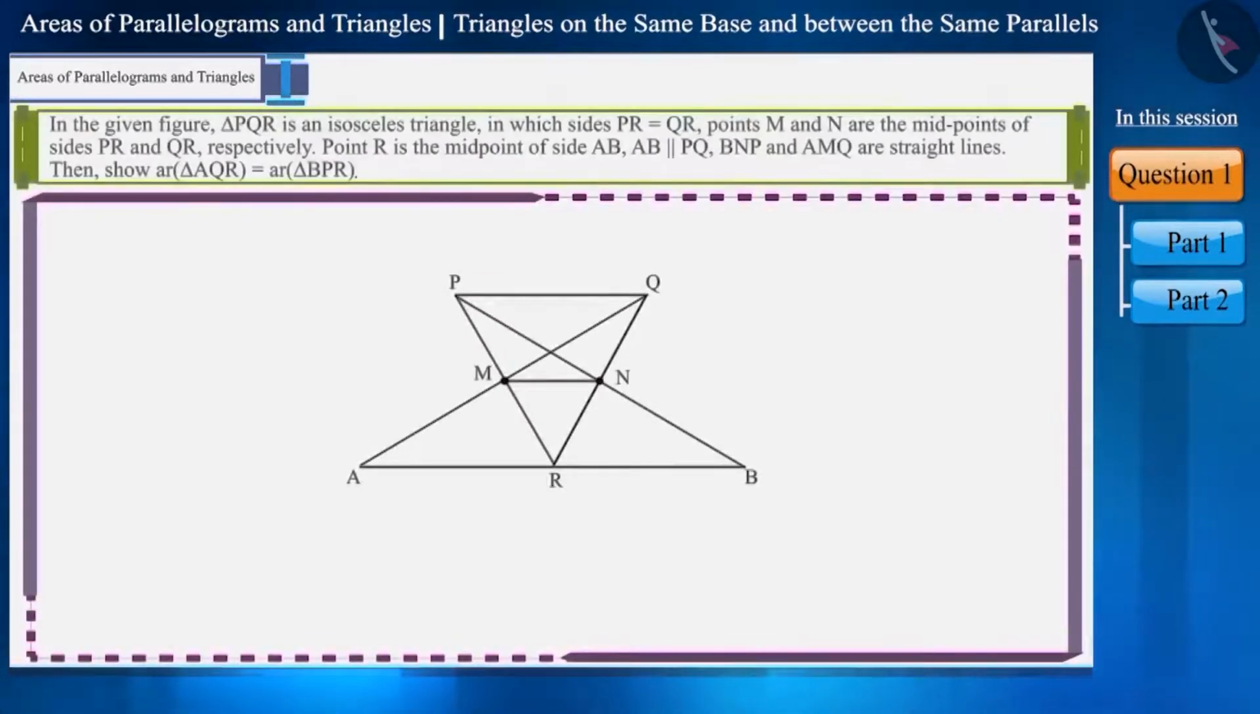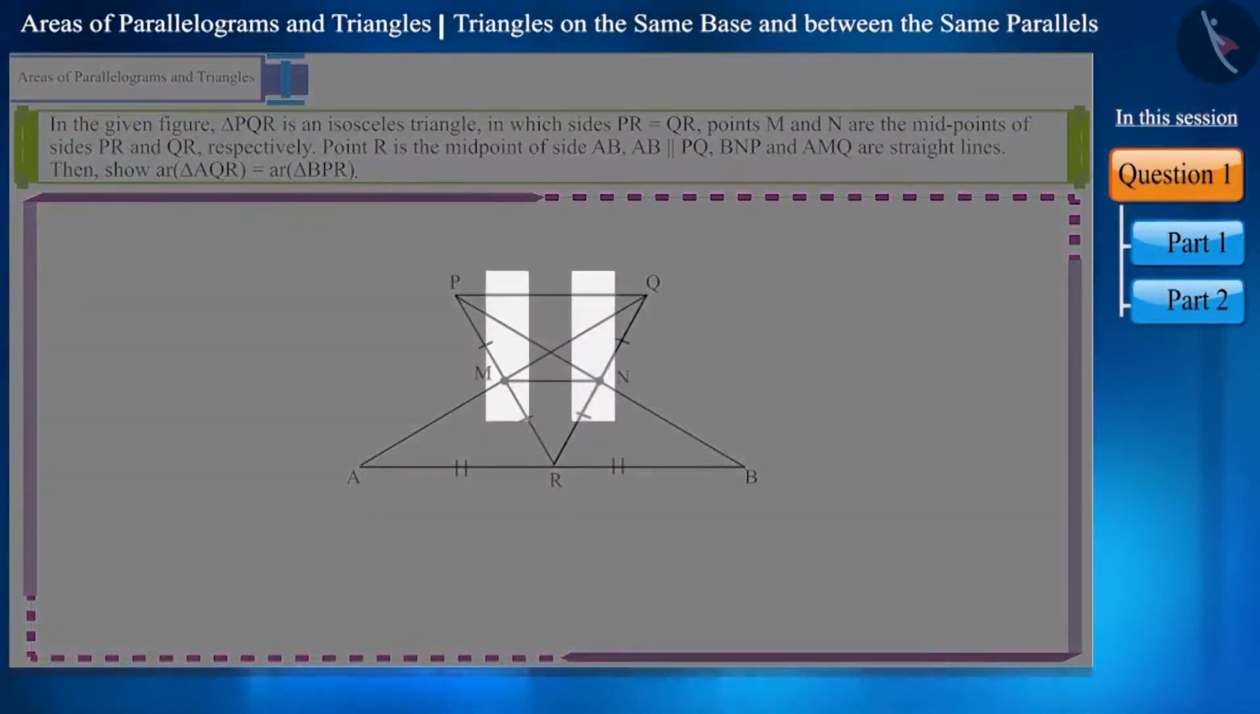So let's start. In the given figure, triangle PQR is an isosceles triangle in which sides PR and QR are equal. Points M and N are the midpoints of the sides PR and QR respectively. Point R is the midpoint of side AB and AB is parallel to PQ. The two lines BNP and AMQ are straight lines. Now, show that the area of triangle AQR is equal to the area of triangle BPR.